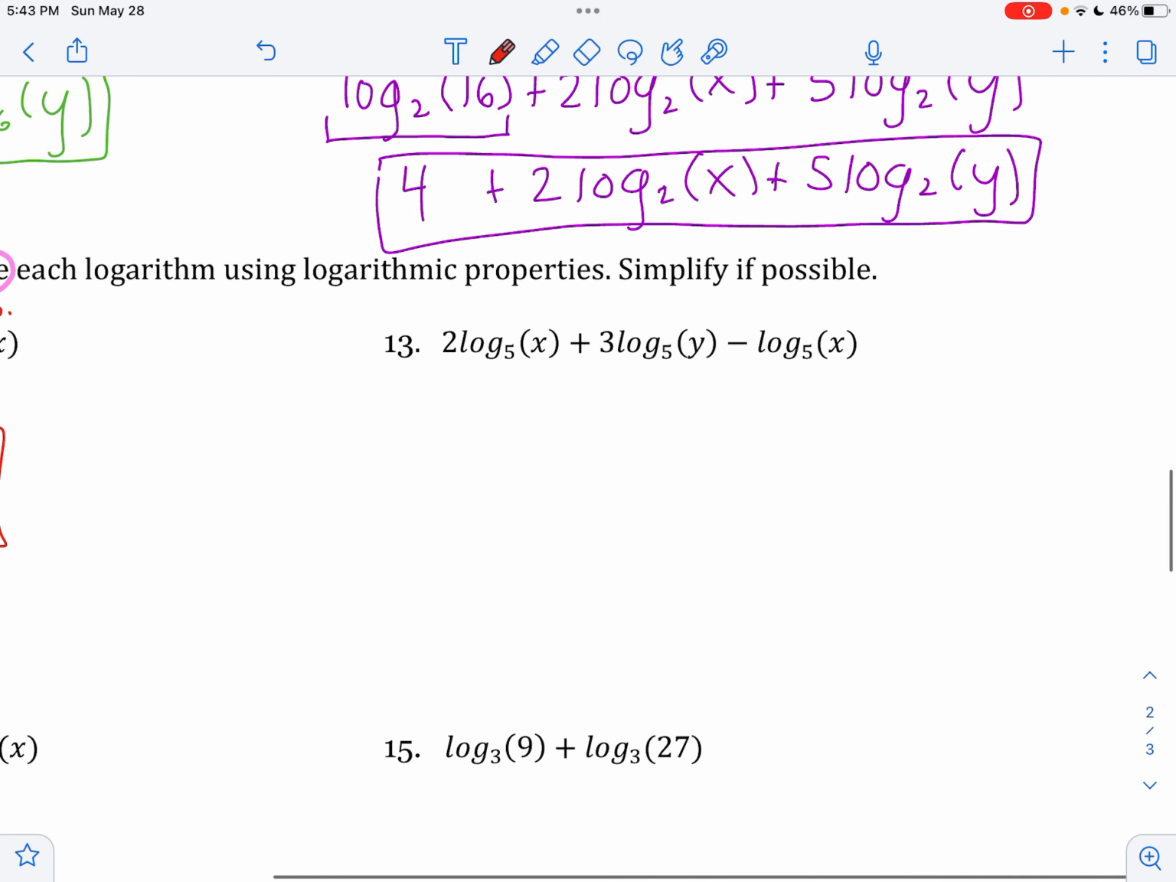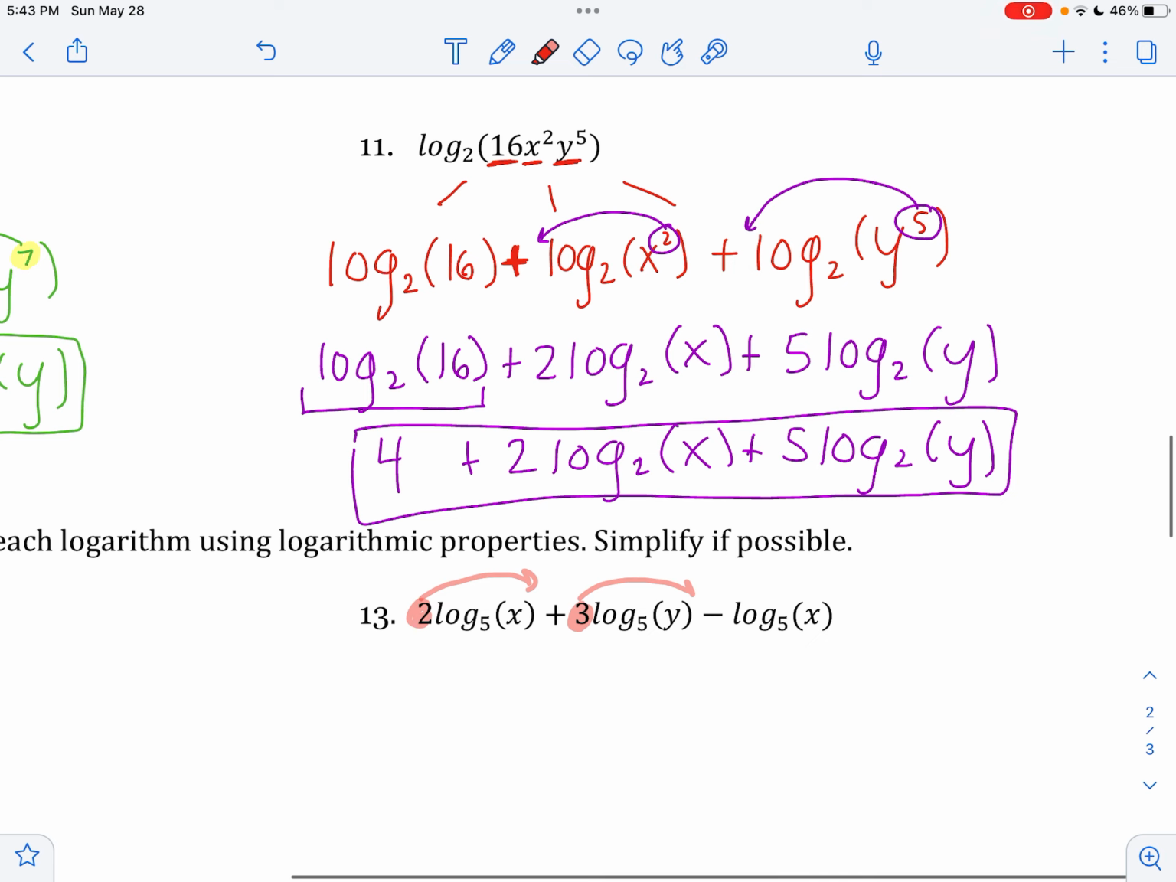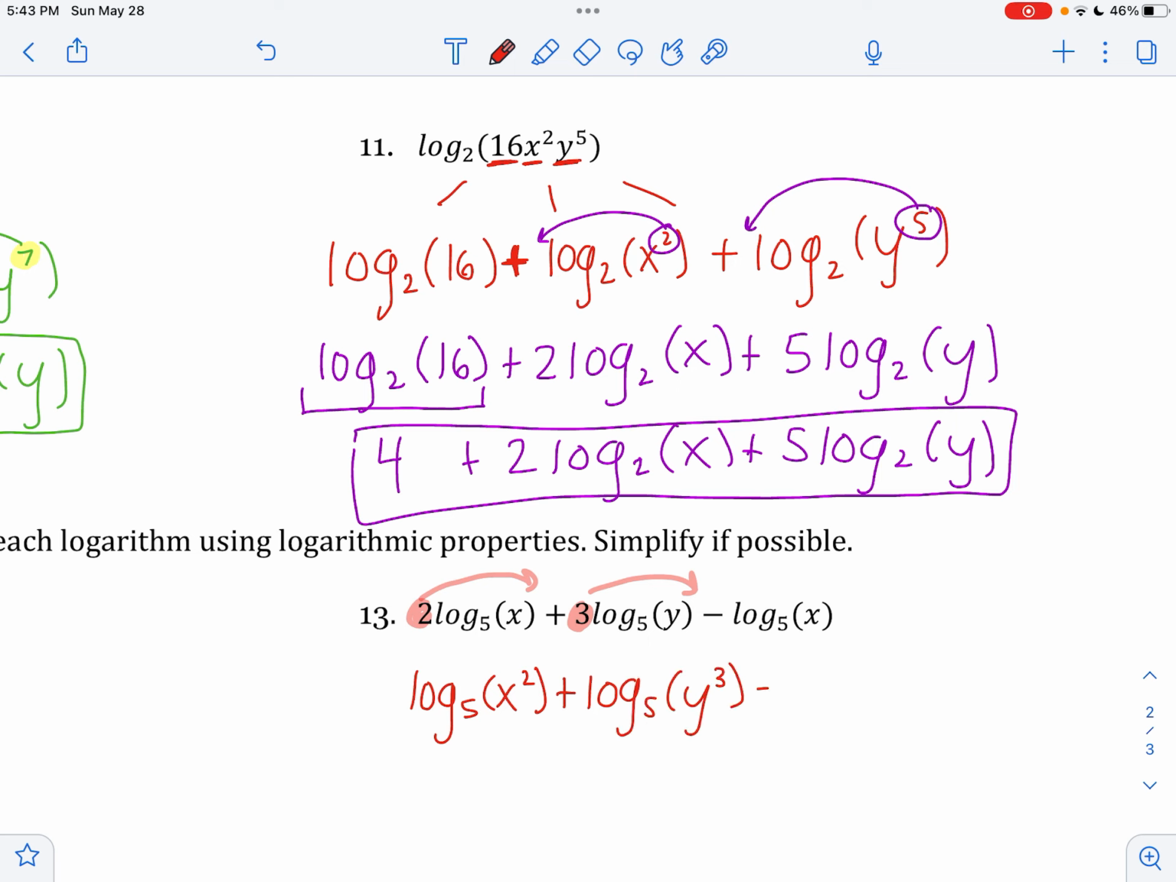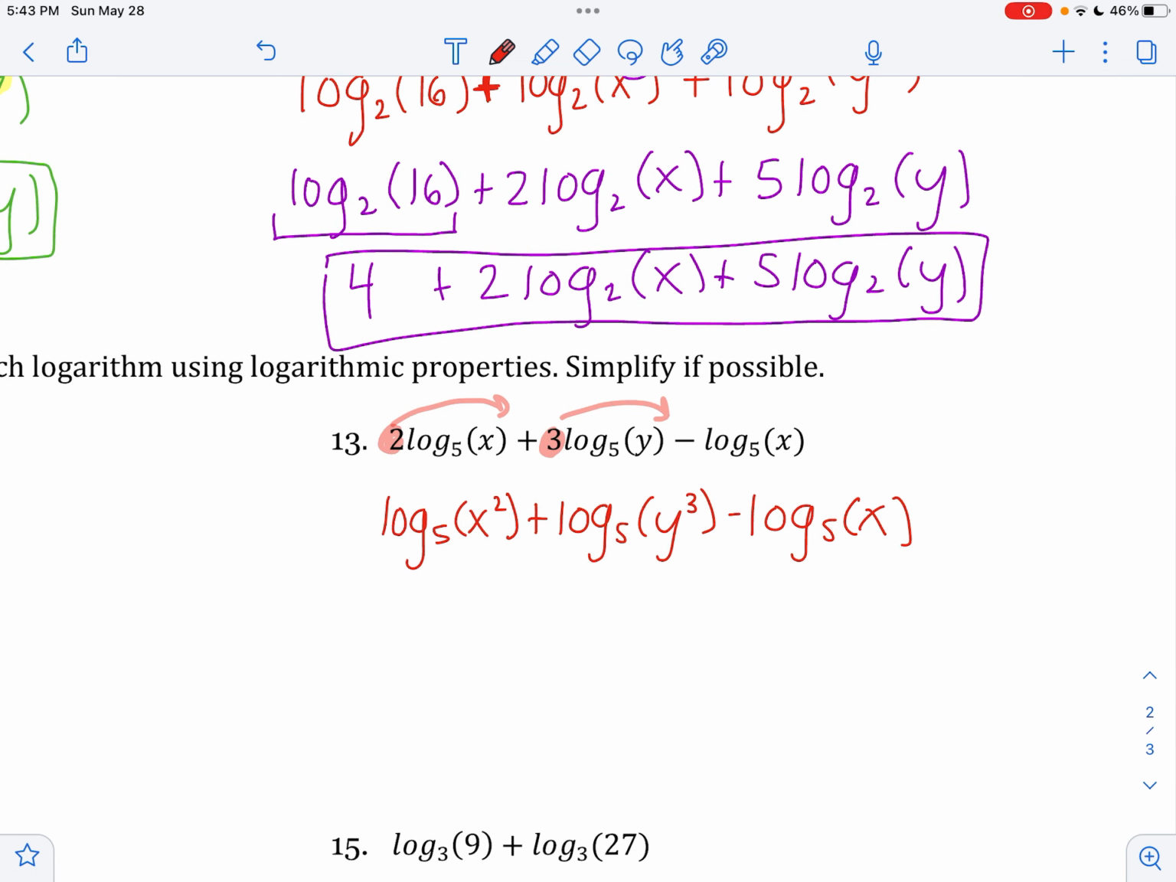Okay, if you see a number in front, like this 2, this 3, you're going to bring it to the top. Remember before we brought it down? That was pretty much our last step here, to bring the 2 down in front. Here we're going to bring the 3 up, so we're going backwards now. So it's going to be log base 5 of x squared plus log base 5 of y to the 3rd minus log base 5 of x. They all have log base 5, which means we can combine them all together. Because we have addition here, addition means we're going to multiply these 2.